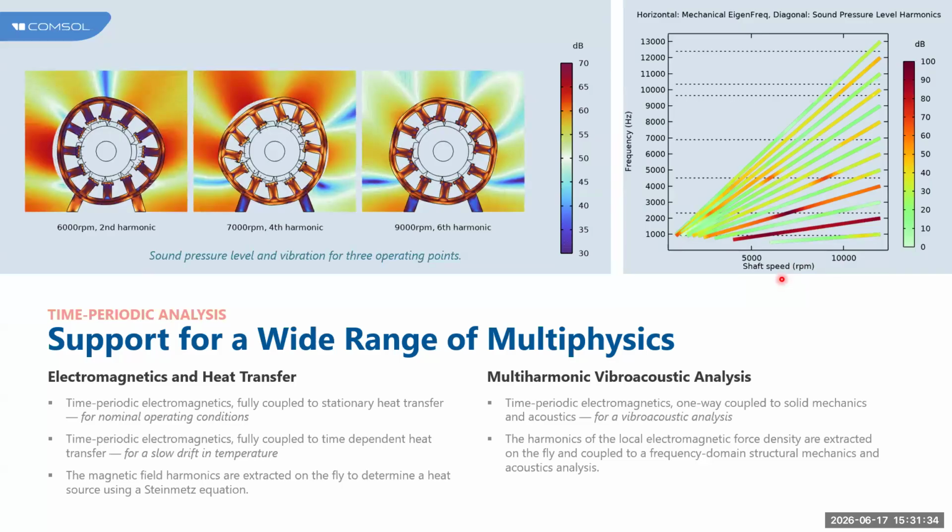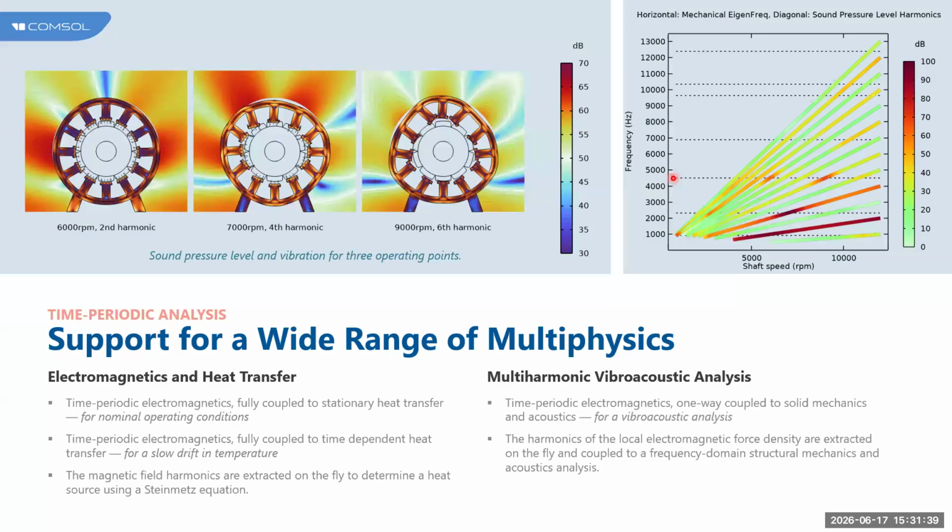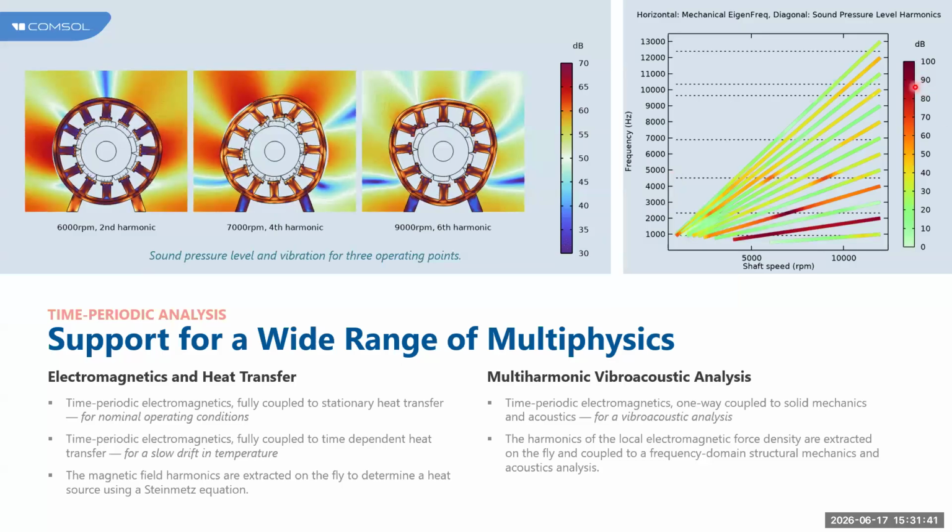So you can have the shaft speed frequency, like the harmonic responses for different shaft speeds. And also you can evaluate the sound pressure level as well.